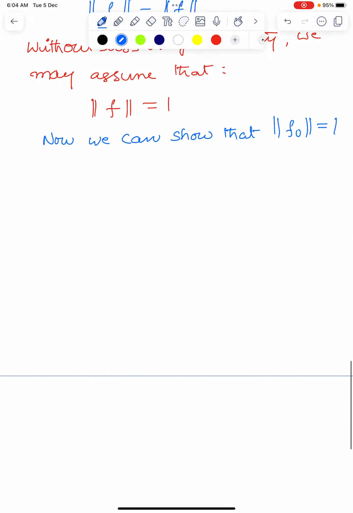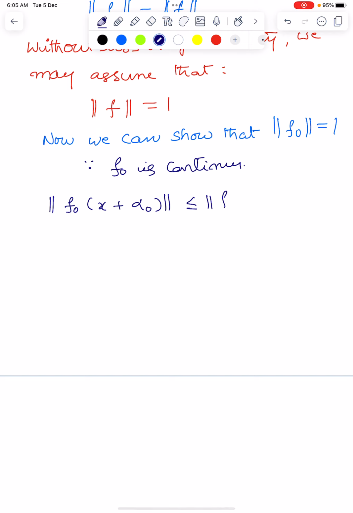Since f naught is continuous, by applying the norm of a continuous linear transformation, norm f naught of x plus alpha x naught is always less than or equal to norm f naught into norm x plus alpha x naught. Remember that since f naught is continuous, by the definition of the norm of a continuous linear transformation, we have this inequality.